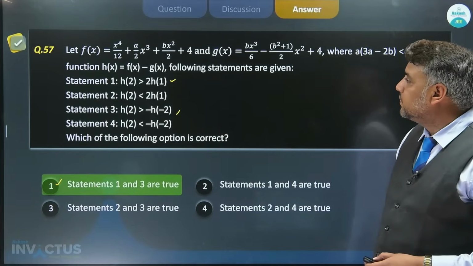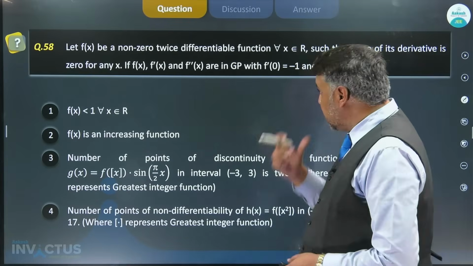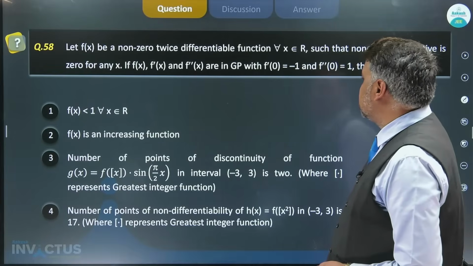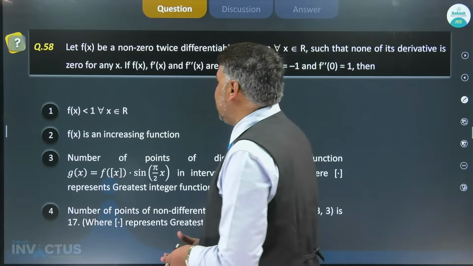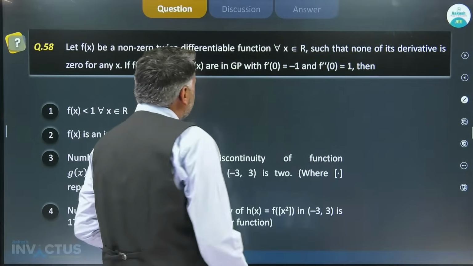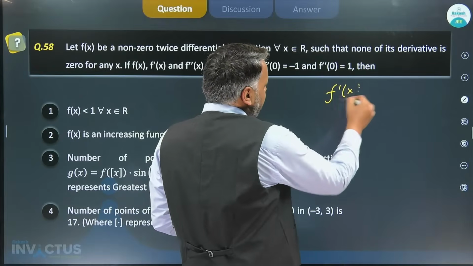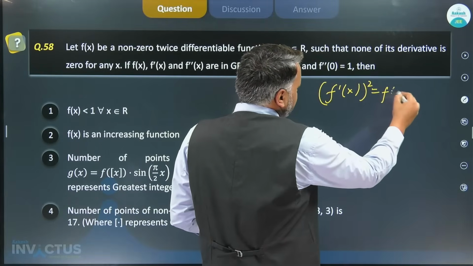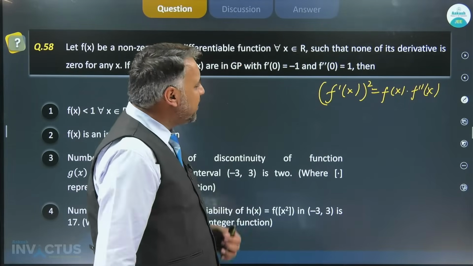Okay, question number 58. Let fx be a non-zero twice differentiable function such that none of its derivative is 0 for any x. If fx, f dash x and f double dash x are in GP. So if they are in GP, that means f dash x whole square is equal to fx into f double dash x. Yeah, ये simply है ना.